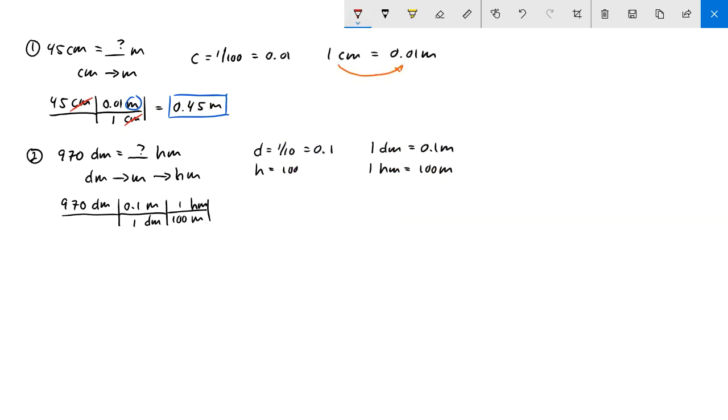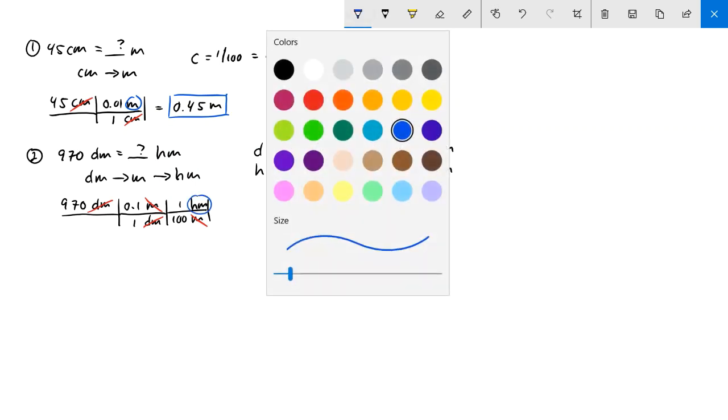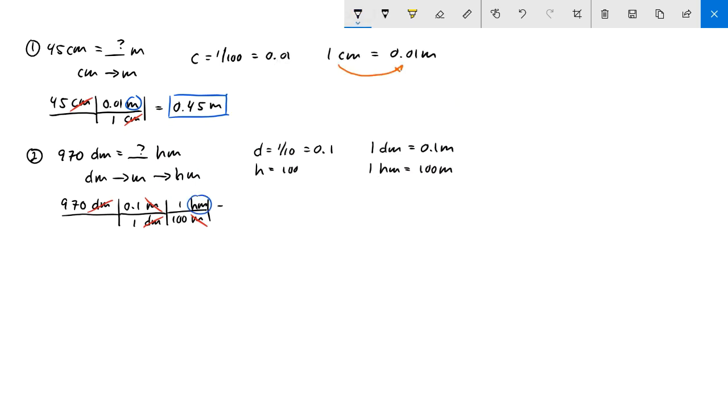Now we can cancel some of our units. Decimeters cancel, meters cancel. And what's the only thing that's remaining? Hectometers. And that's what we wanted. Multiply every number on the top, divide by the bottom, you get 0.97 hectometers.